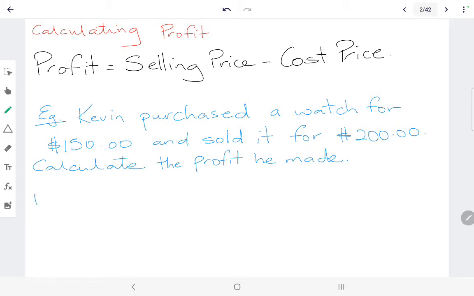So to calculate profit, we know it is the selling price taken away the cost price. The selling price, we know he sold it for $200, and the cost price, we know he paid $150 for it. So 200 take away 150, and therefore he made a profit of $50.